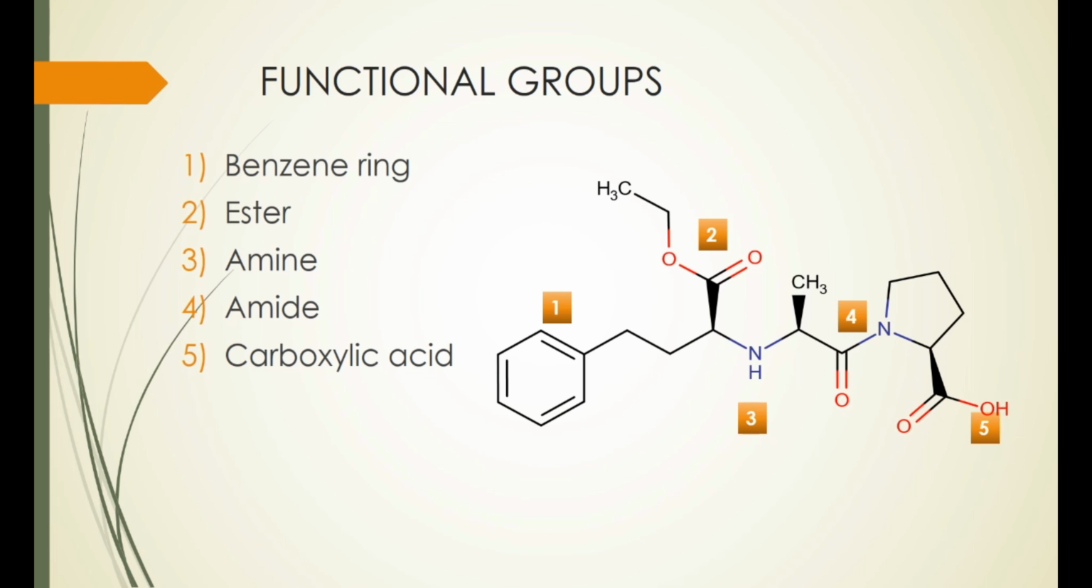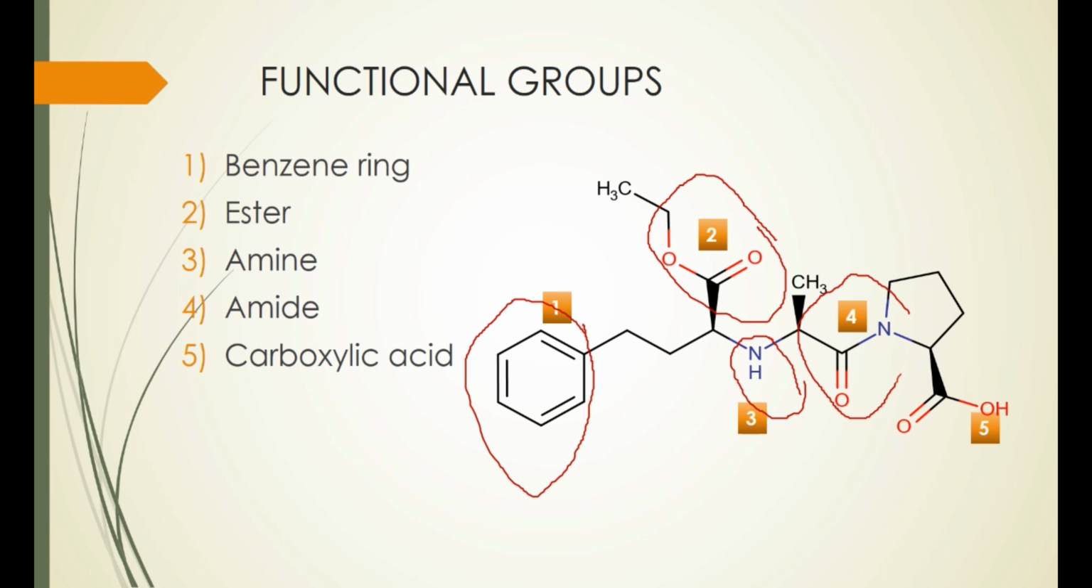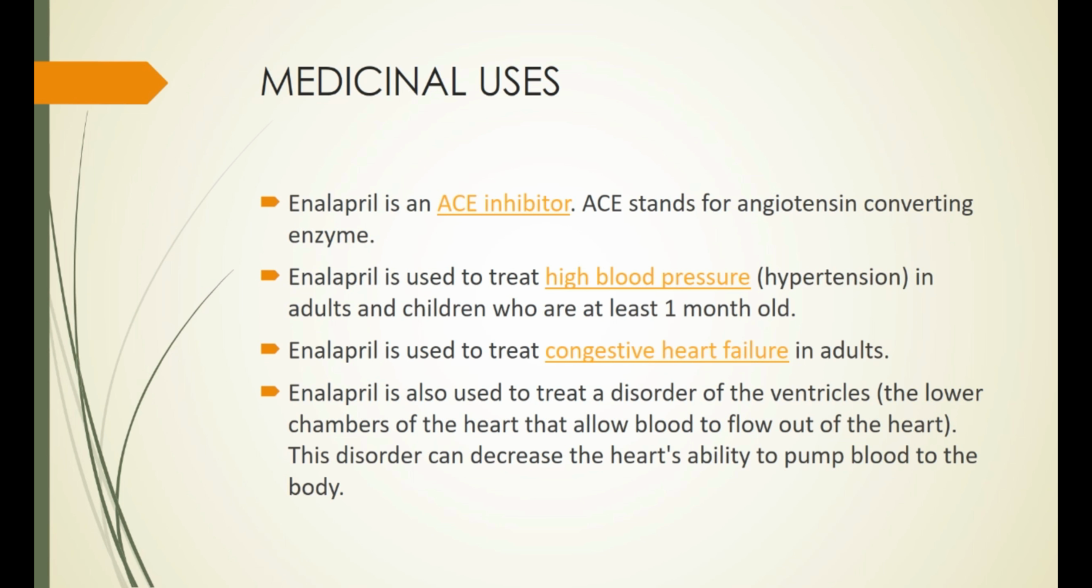Next, the chemical structure of the Enalapril drug consists of a few functional groups. Firstly, the benzene ring. Next, the ester group, followed by amine, amide, and lastly carboxylic acid. Next, the medicinal uses of Enalapril: it is used to treat high blood pressure, hypertension. It lowers high blood pressure, which helps prevent strokes, heart attacks, and kidney problems. It is also used to treat heart failure.